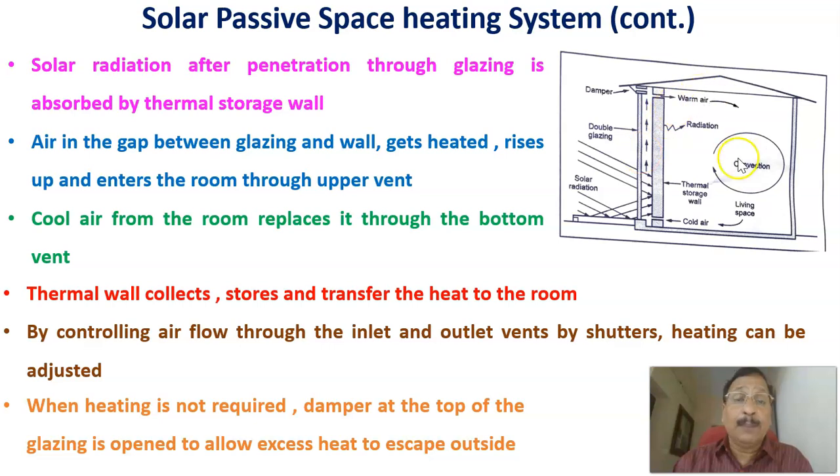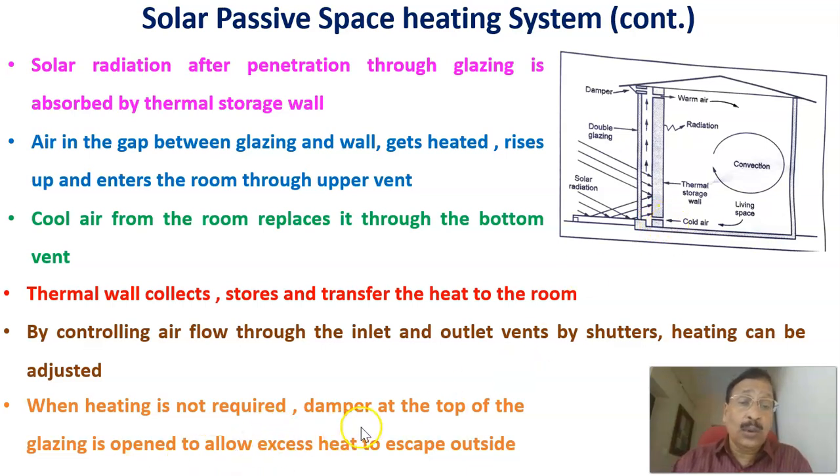This circulation happens, and by controlling the airflow through the inlet and outlet vents of the shutters, the heating can be adjusted. The temperature of this room can be adjusted by controlling this upper vent as well as the lower vent.